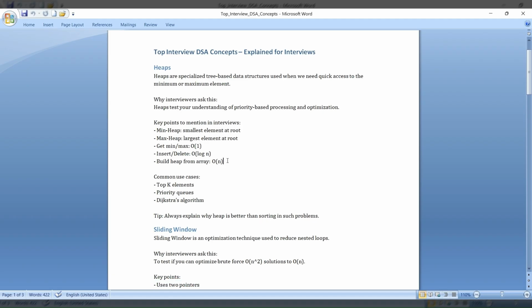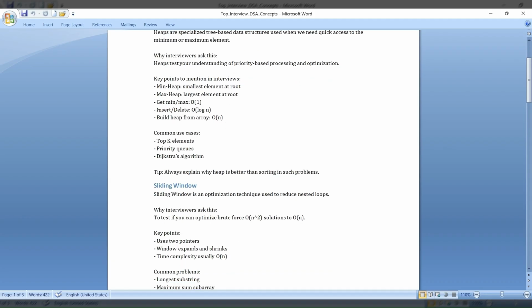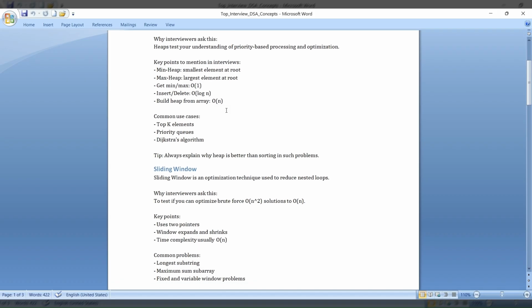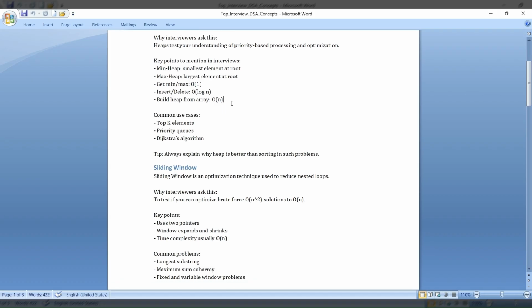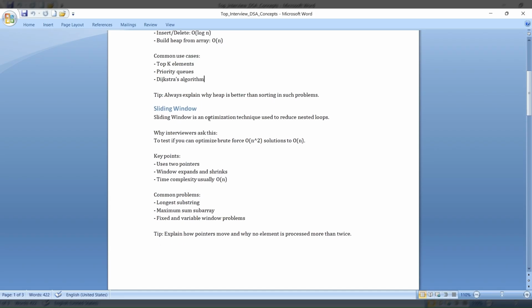So that is how we use the heap data structure. Its time complexity for getting the element is O(1) in both cases. To insert or delete an element from the heap, it takes O(log n) time complexity, and to build it takes O(n) time complexity. The common use cases are top k elements, priority queue, and Dijkstra's algorithm, and some other standard questions where heaps are used.